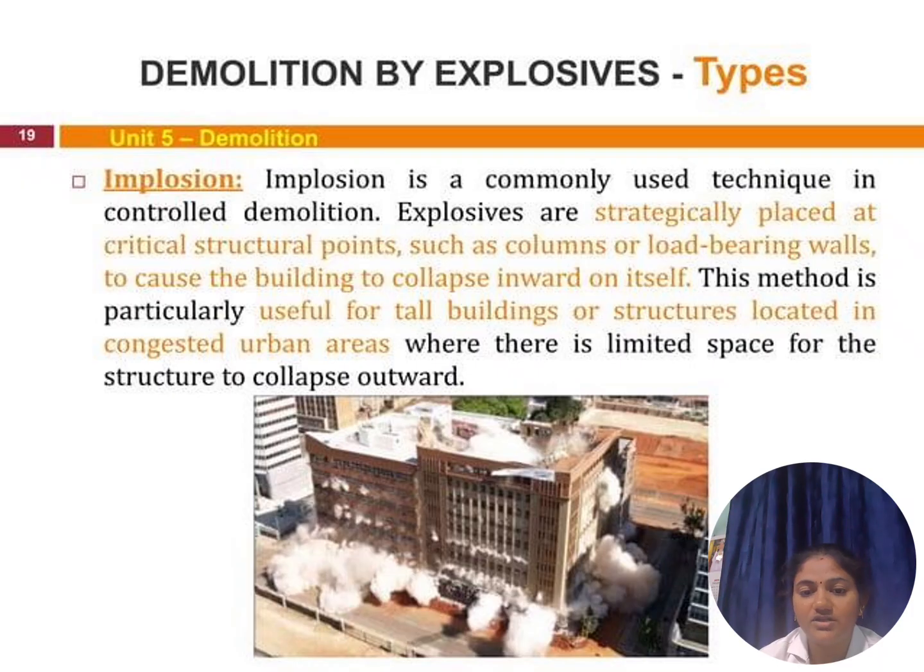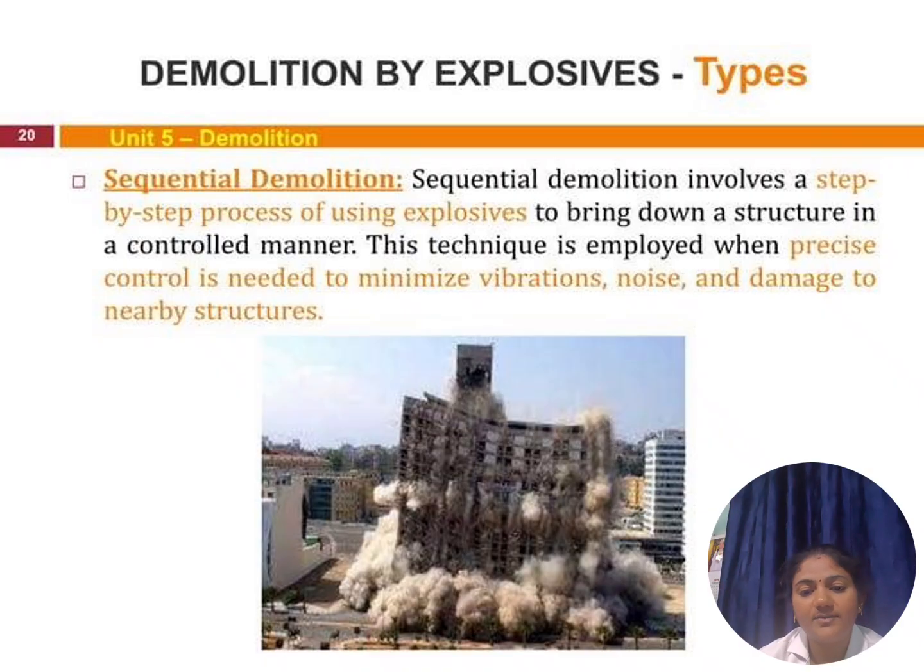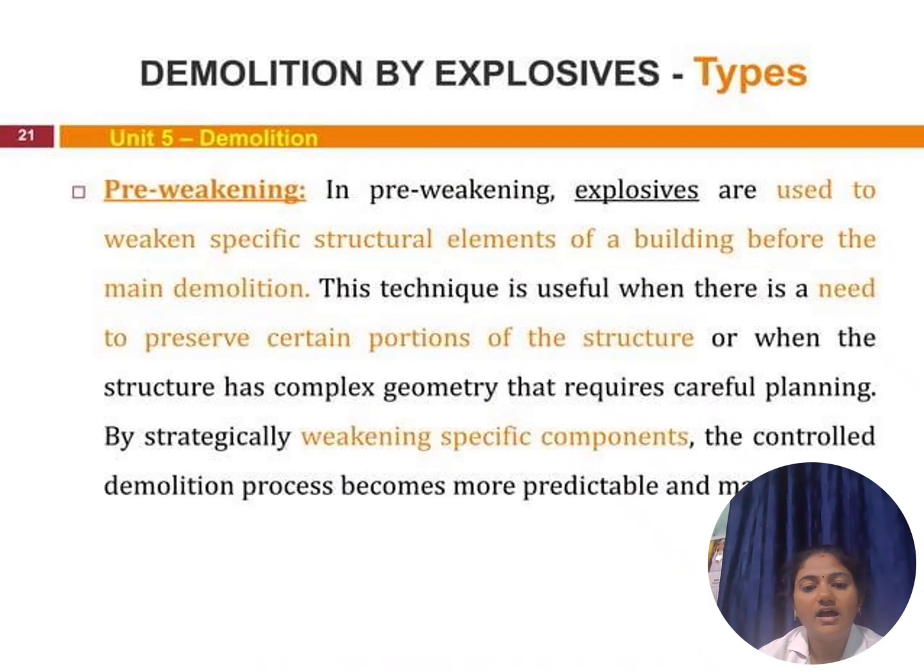So the types of demolition by explosives are implosion, where it collapses the complete structure, such as columns or load bearing walls, and provides a collapse inward on itself, and it needs limited space for the structure to collapse outwards. And sequential demolition is a continuous manner of using explosions to minimize the vibration. This method is used. And then pre-weakening, specific before the main demolition, we have to preserve certain portions where these pre-weakening substances are used.